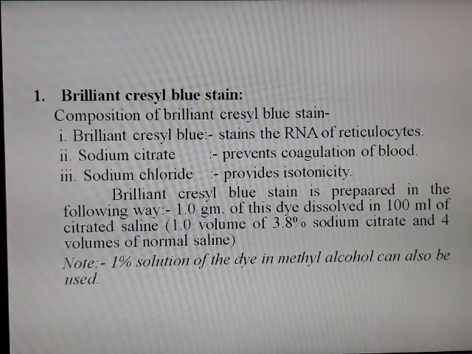Now brilliant cresyl blue stain is prepared in the following way: 1 gram of the brilliant cresyl blue dye is dissolved in 100 ml of citrated saline. Citrated saline consists of 1 volume of 3.8% sodium citrate and 4 volumes of normal saline. Here we should know that a 1% solution of the brilliant cresyl blue dye in methyl alcohol can also be used.